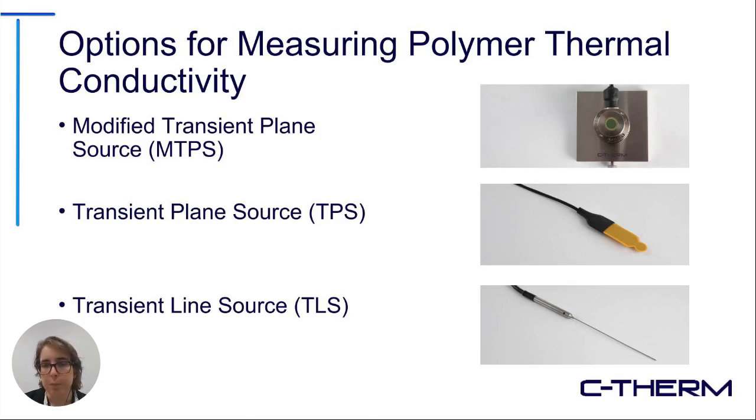The second one is the transient plane source method, or TPS method. That one is a very powerful method, a bit more difficult for the user to operate. So we recommend it for advanced users, but it does provide the highest level of control over your experimental parameters, and also unlocks some advanced data analysis capabilities that are not available on the MTPS method. The final method is the transient line source method, and that's most appropriate for soft materials, like, for example, polymer melt materials.